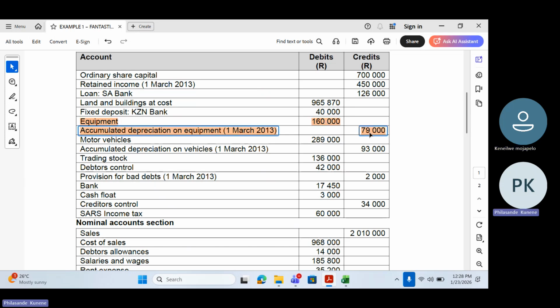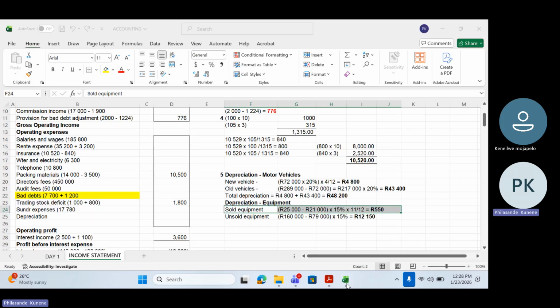Exactly. Again, in this 79,000, which is accumulated depreciation, there is accumulated depreciation of the equipment that was sold. Are we not supposed to remove it? We're supposed to remove it. Exactly. That's our starting point. Let's remove the old equipment from the cost and also from the accumulated depreciation, and we know that we are left with the equipment that was not sold. Only the one that was sold is dealt with separately, and we've already dealt with it because there is the calculation here for the sold equipment. But when it comes to the unsold equipment, I'm going to delete our calculation now.